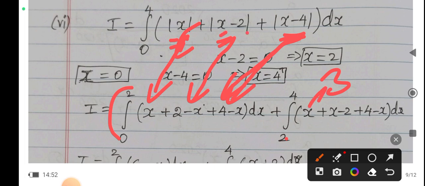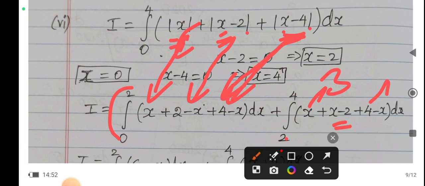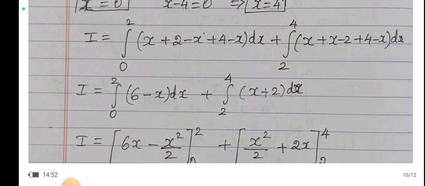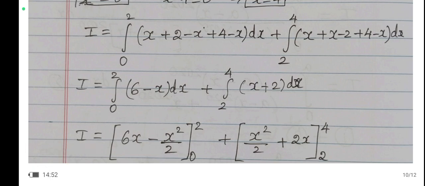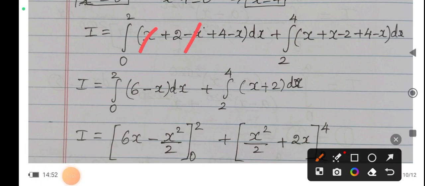3 minus 2 positive x minus 2. 3 minus 4, negative 4 minus x. Did you understand how we are doing? Then next, easy only. Then plus x minus x gets cancelled. 2 plus 2 is 4, 6 minus x. Again plus x minus x gets cancelled. So x minus 2 plus 4 is plus 2, x plus 2.